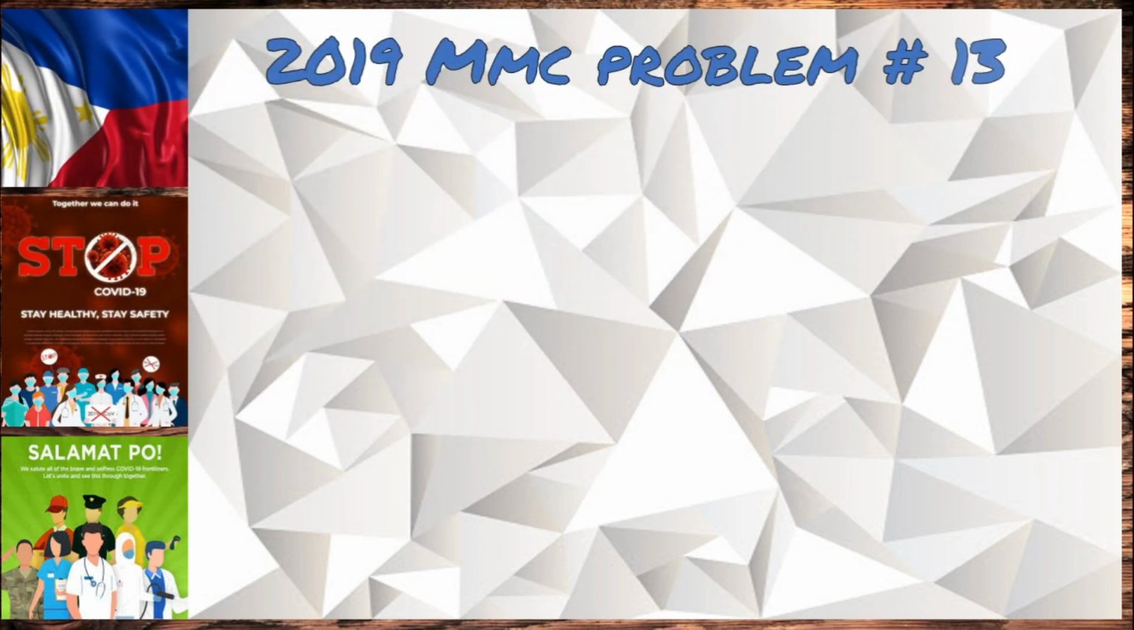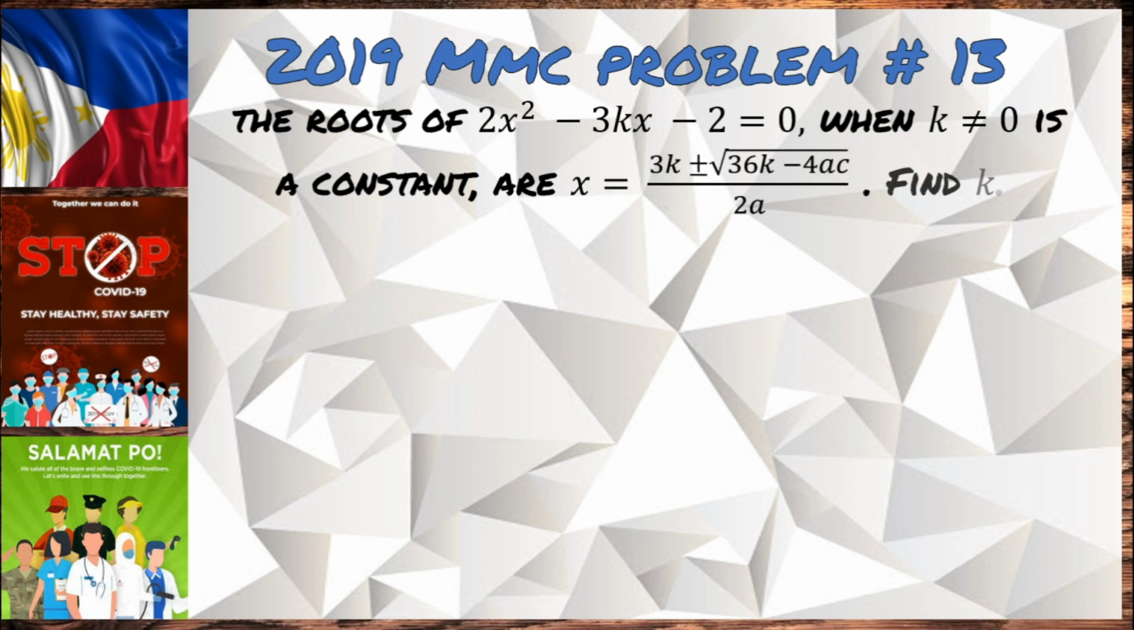Problem number 13. We are asked, the roots of 2x squared minus 3kx minus 2 is equal to 0, when k is not equal to 0 is a constant, are r. The problem uses the word r because there are two values of x, which is the positive and the negative. Find k. Now, to solve this kind of problem, the very first thing that you're going to do really is to identify the given. So, what are the given? First, 2x squared minus 3kx minus 2 equals 0.